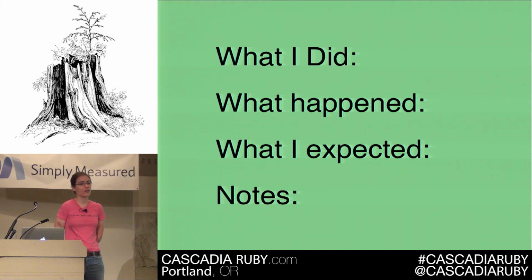And on notes, I like to put things like browser or OS versions, depending on the context. Maybe you need your software version, like your version of Ruby, that kind of thing. I also like to use a numbered list for what I did, because if you need to have a back and forth with the person fixing the bug, you can refer to steps by number, and it's a lot more clear.